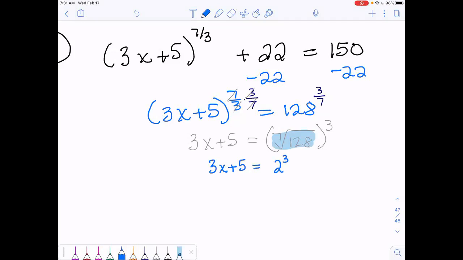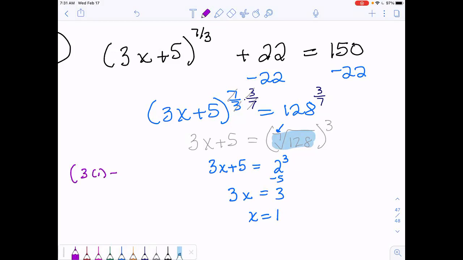Malachi, does that 2 need a plus or minus in front of it? Thinking about the 7th root. No. Yeah, it doesn't need one because it's an odd root. And when the root is odd, you do not need a plus or minus sign. So it's just 3x plus 5 equals 2 cubed, and we know that 2 cubed is 8. So if we subtract 5, 8 minus 5 is 3, and that leaves us with x equals 1.